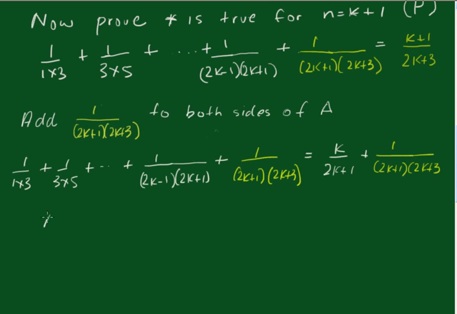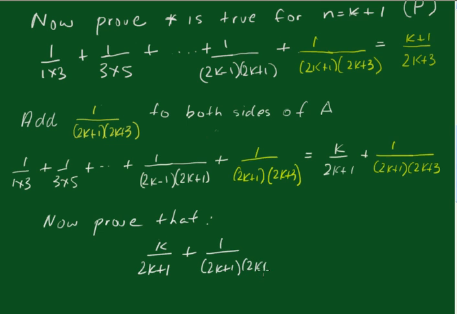Okay, now prove that, now here we've got it, this one here: that k over 2k plus 1 plus 1 over (2k plus 1) times (2k plus 3) is equal to, that's this one here, is equal to this one. Of course the left-hand sides match up. Right, now this is where the algebra comes in.